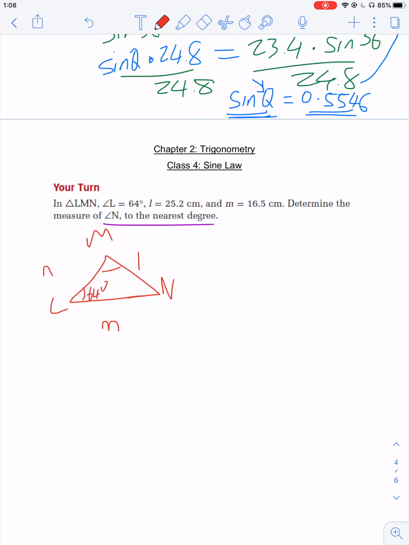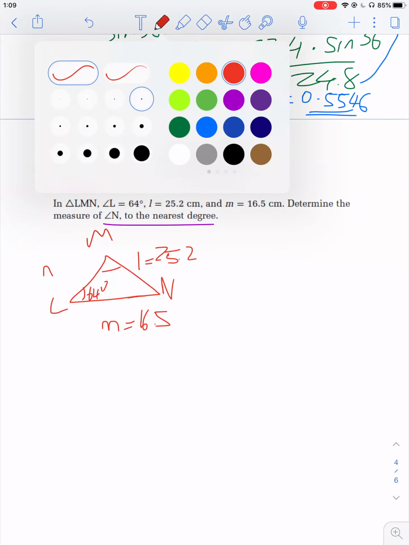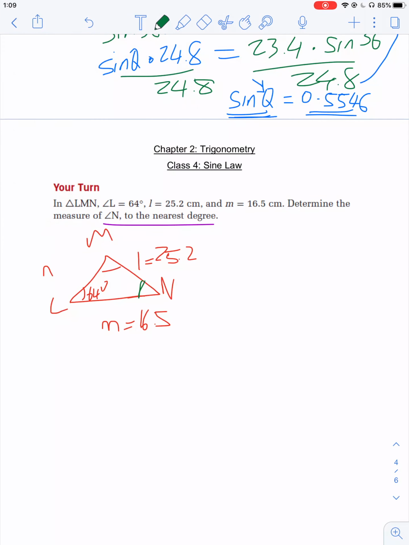I know that small l is 25.2. So we have our ratio, right? We have this angle and we have the side opposite to it. So this is the ratio that we're going to be using, okay? What else do I know? I know that small m is equal to 16.5, and they are asking me to calculate angle n.